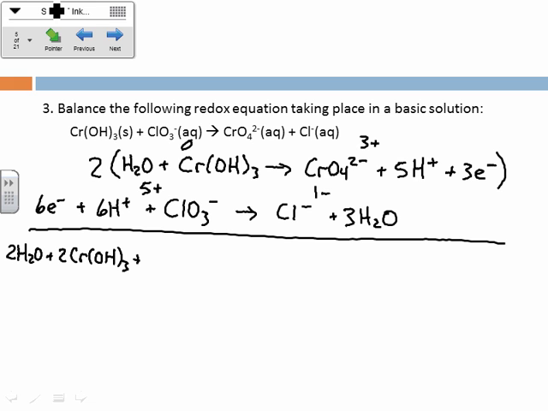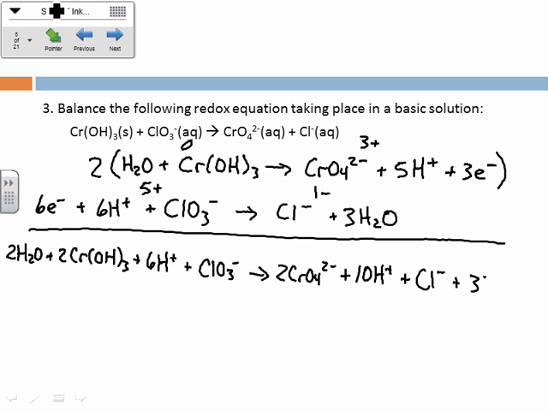2CrOH3 plus 6H plus ClO3 minus yields 2CrO42 minus plus 10H plus Cl minus plus 3H2O. Okay, now we've got to cancel some stuff and then change a couple of things here.